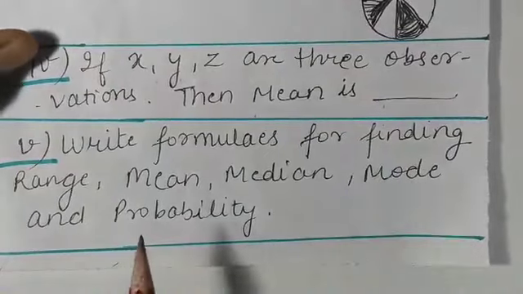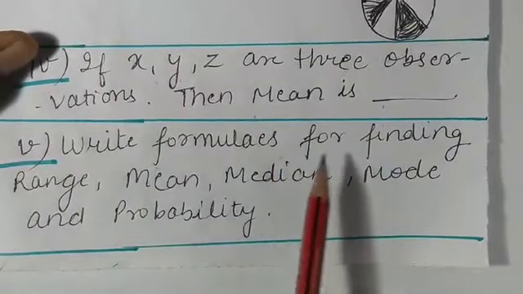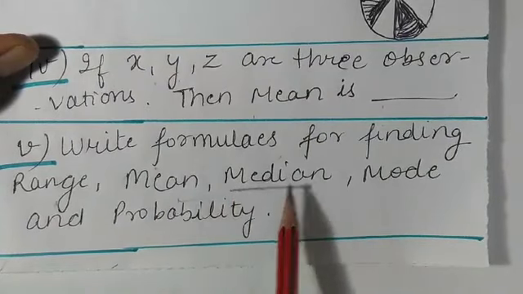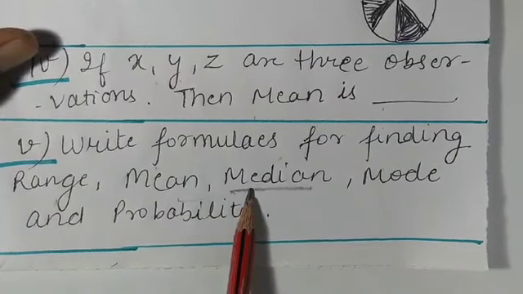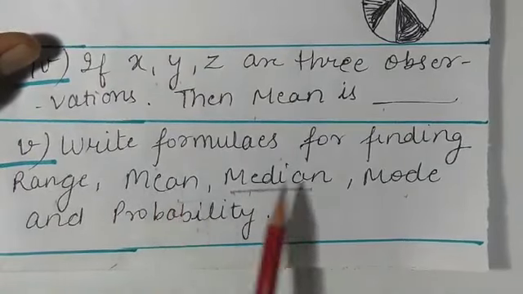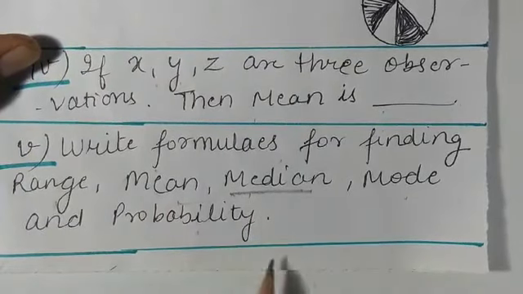Then fifth part, write formulas for finding range, mean, median. You have to write formula for both the cases. Then mode and probability. You have to write the formula of these 5 concepts.